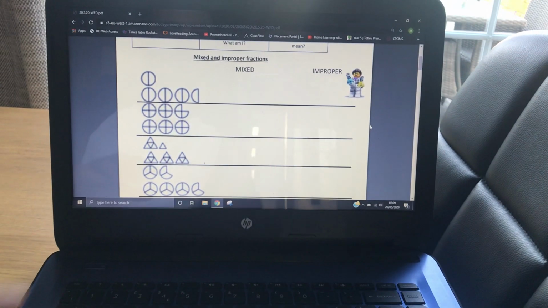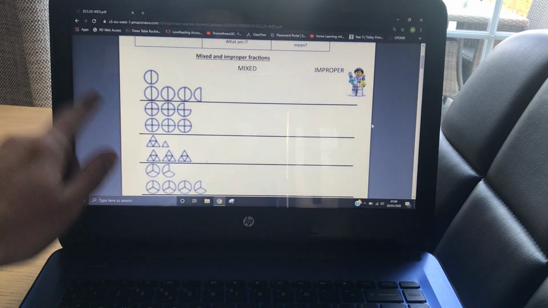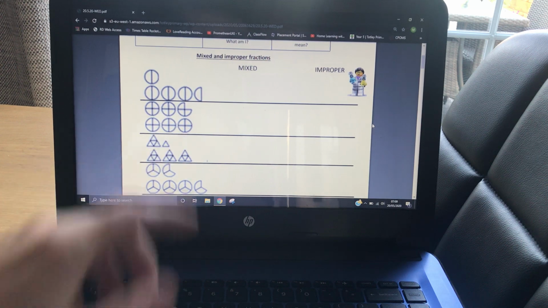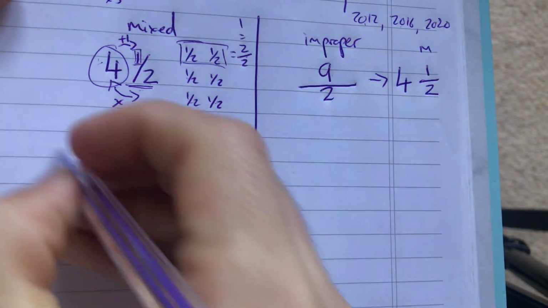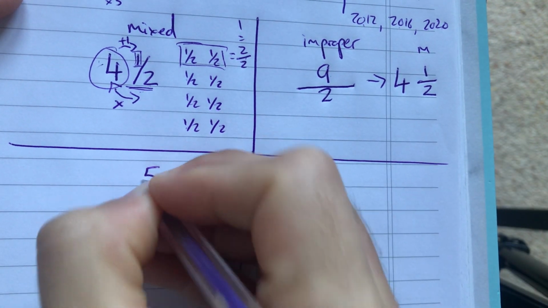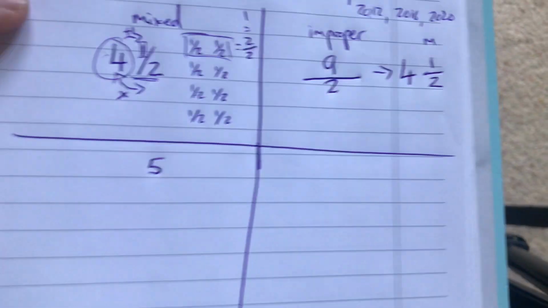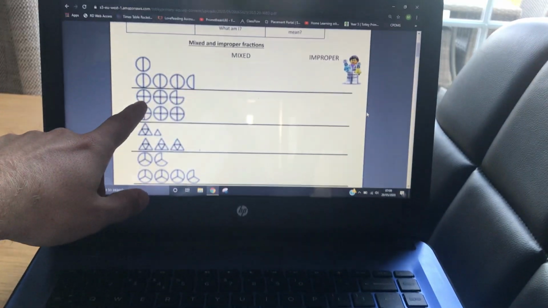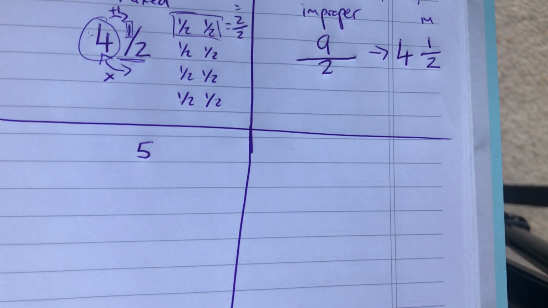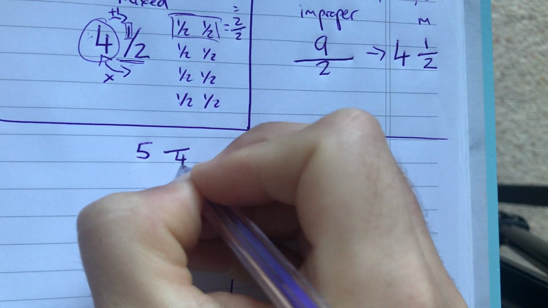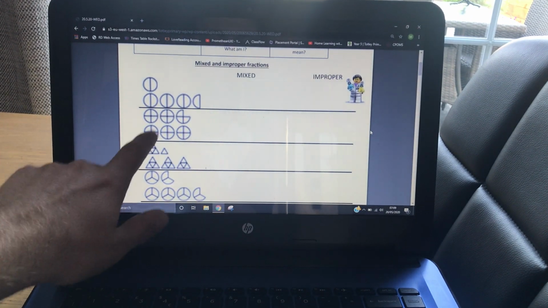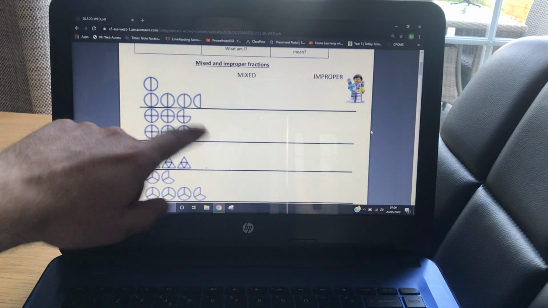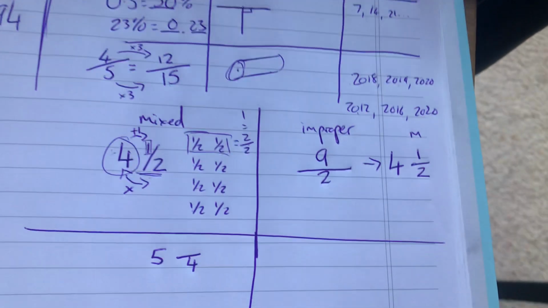Okay. So we'll just go through a couple more. Let's have a look at the next one. So how many whole things? 1, 2, 3, 4, 5. So we've got 5 whole things. What's the denominator? Quarters. There you go. So we've got 5 whole things, not 6. 1, 2, 3, 4, 5. And then we've got 3 extras, 3 quarters.